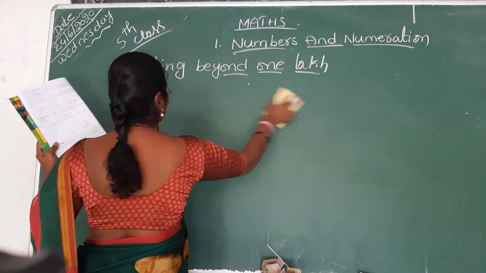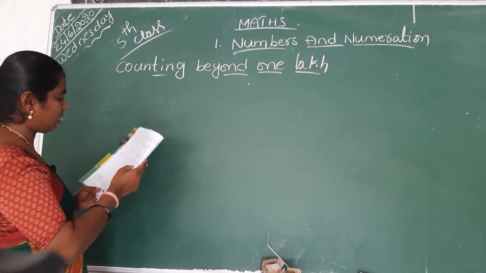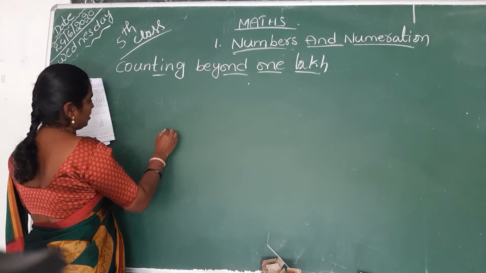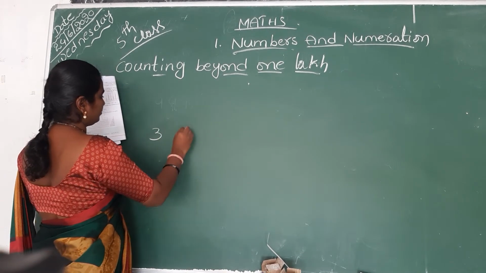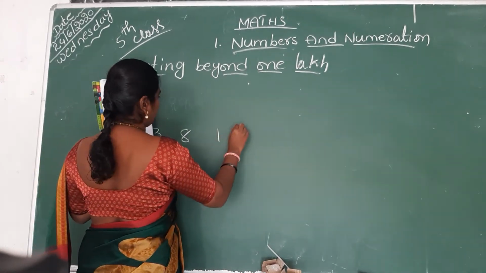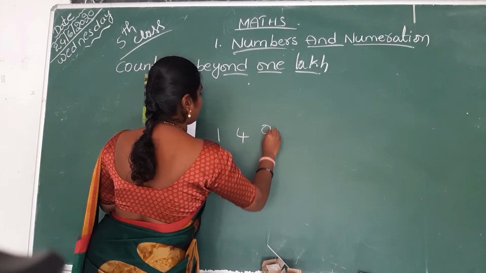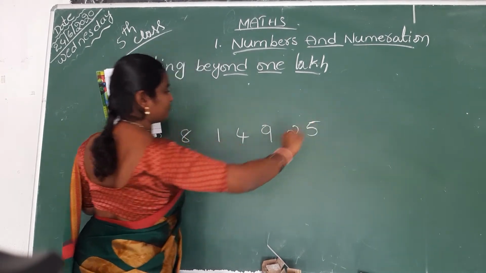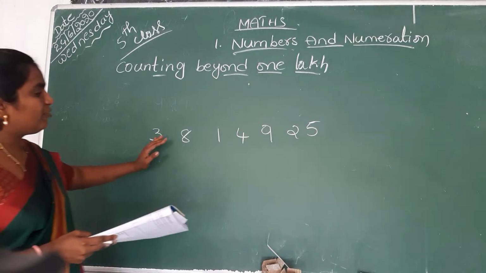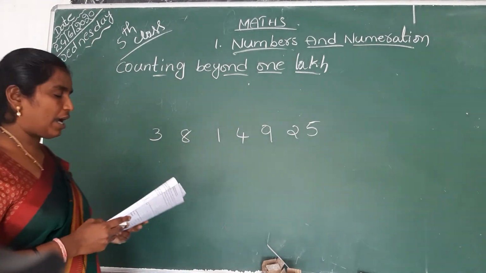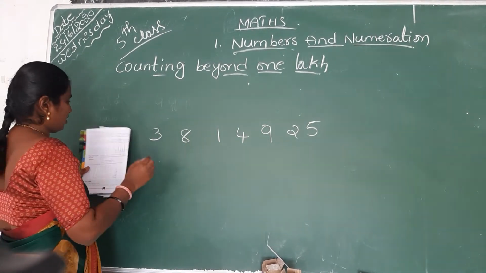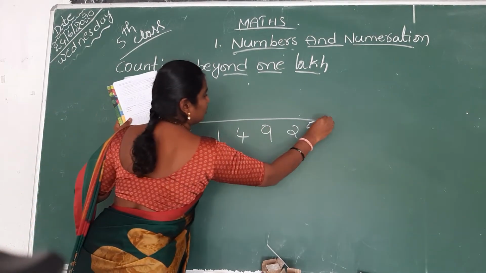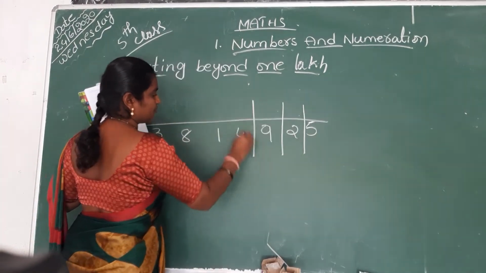Now I will explain one example. For example, I am taking the number 3, 8, 1, 4, 9, 2, 5. Before you read this number, first you have to know the place values of this number. So here I am dividing each digit.